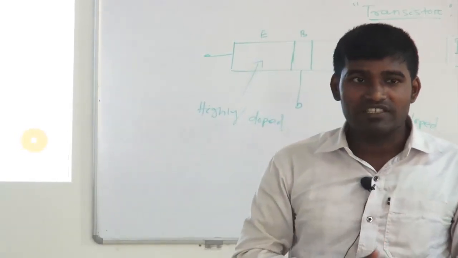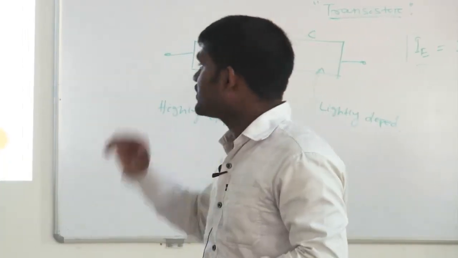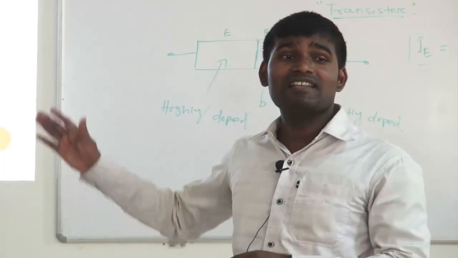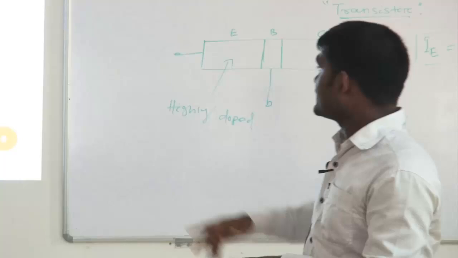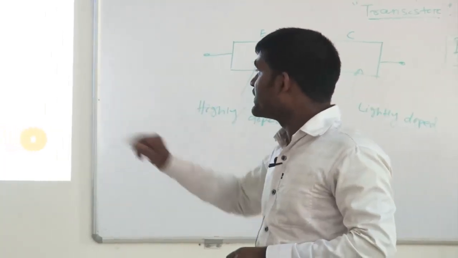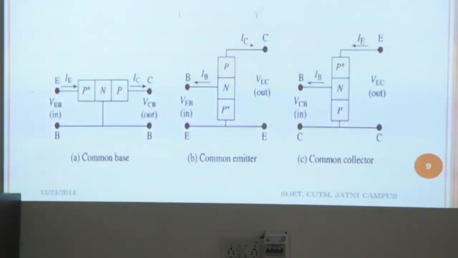For common emitter, E is common, so beta is equal to IC by IB. For common collector, gamma. These are the current amplification factors. And for common base, VEB is the input and VCB is the output. Current is there, IE and IC.